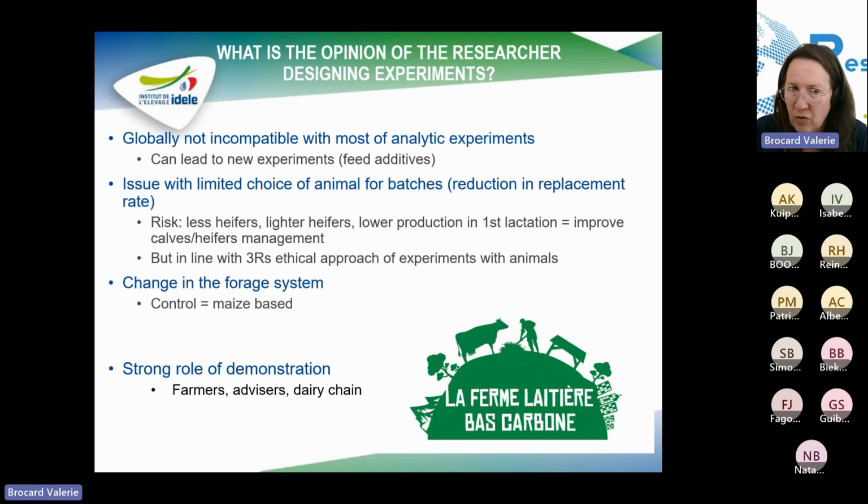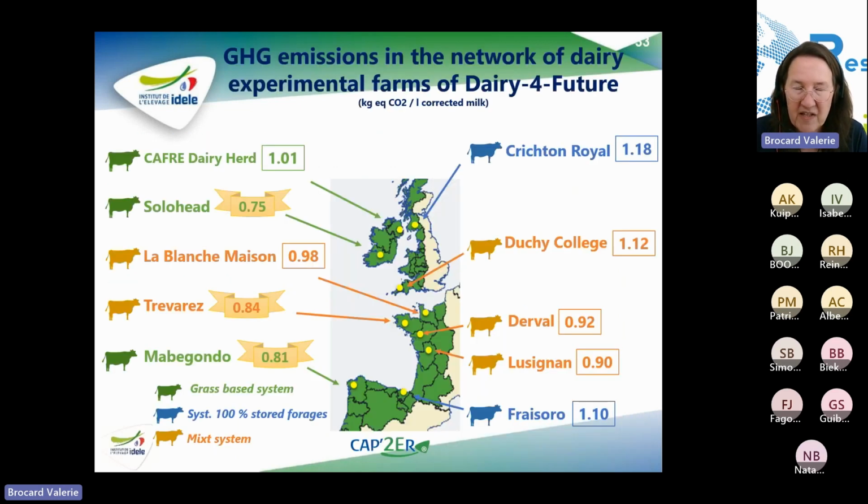It is impacting the workload because our rotations are more diversified, and so it may bring more complexity in the management of the herd. And of course, you need some transition. But an experimental farm has a strong role of demonstration for the whole dairy chain, and implementing a low carbon dairy farm on an experimental site has a strong role of demonstration for all the actors. This is why it has been done in many experimental farms in Europe.